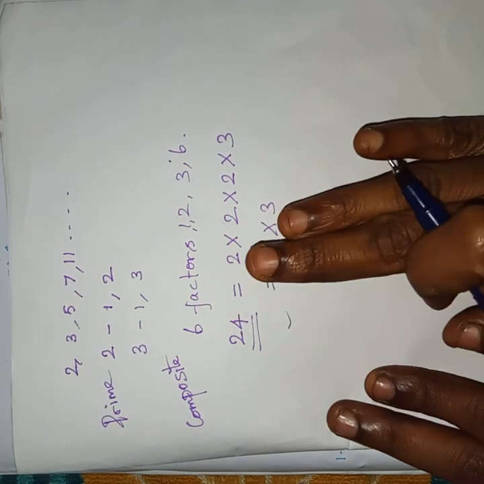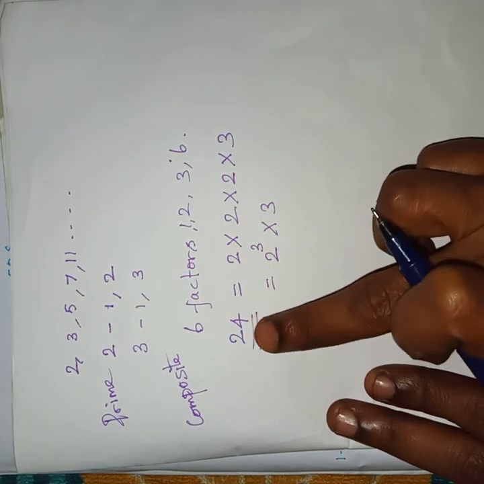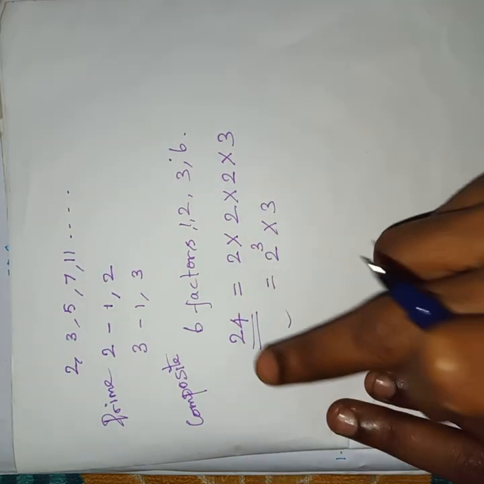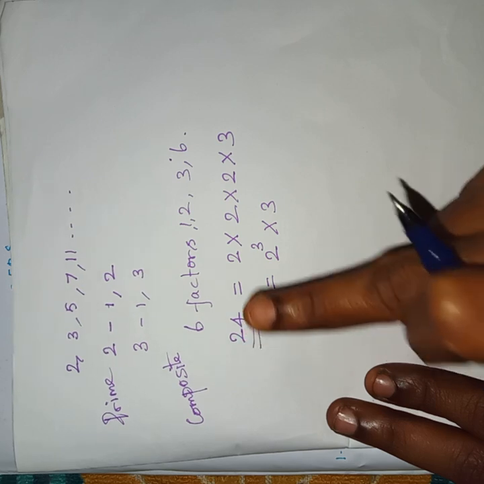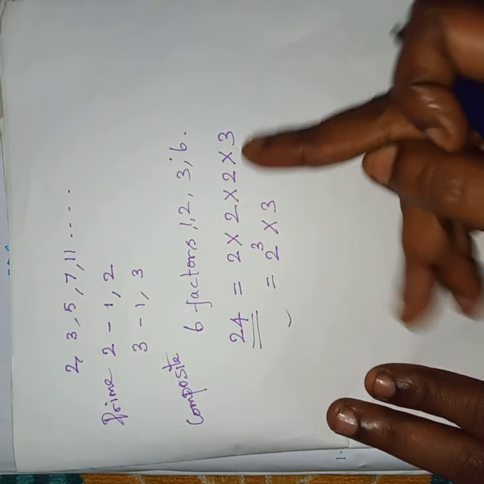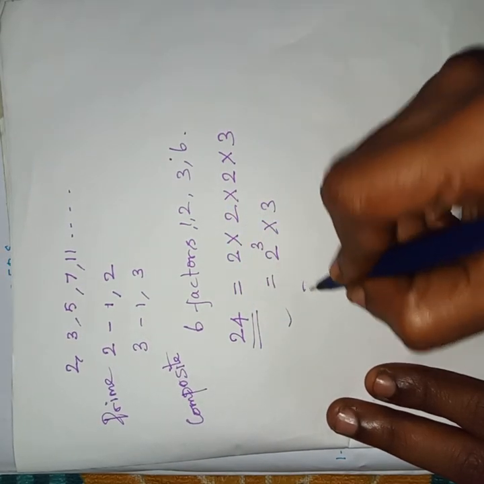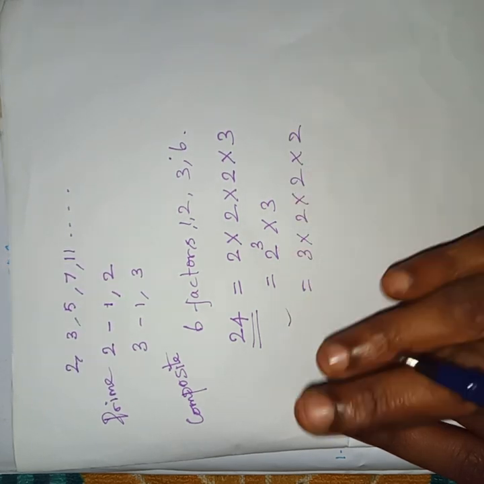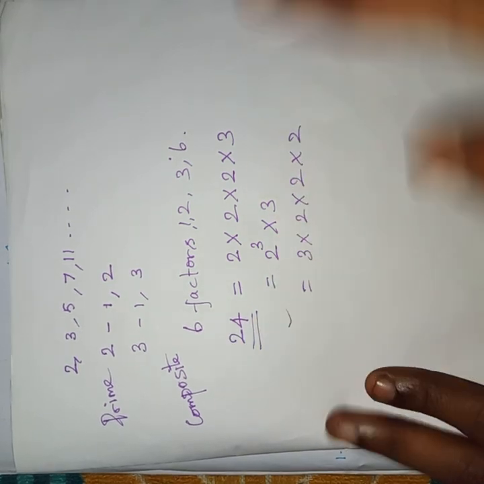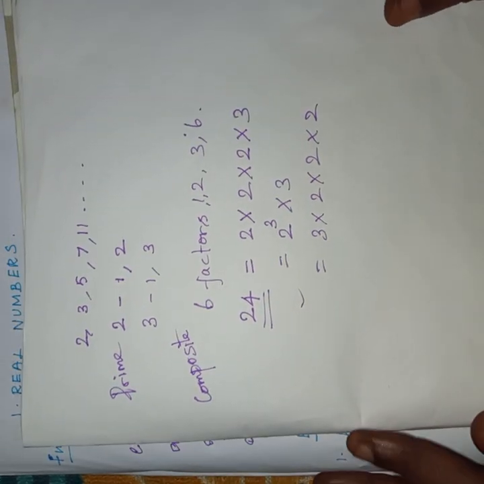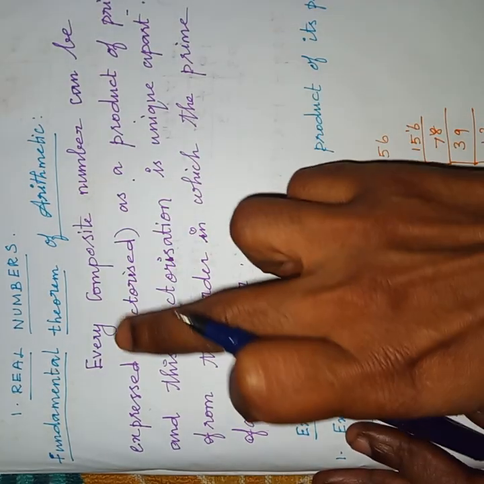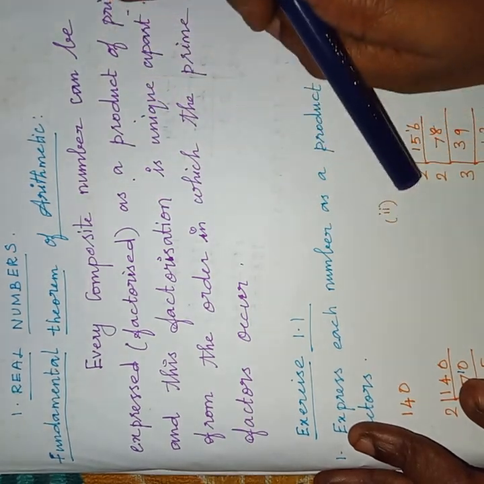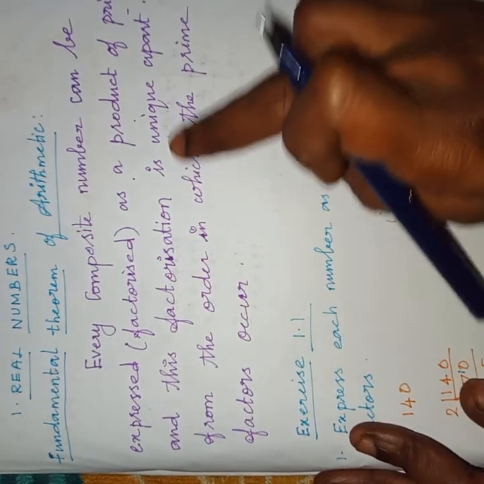This is the only way to write the composite number 24 as a product of prime numbers. There is no other way to write 24. We can change the order of the numbers, that is, we can write 3 into 2 into 2 into 2, but there is no other factor other than these for 24. That is the fundamental theorem of arithmetic. So every composite number can be expressed as a product of primes, and this factorization is unique.